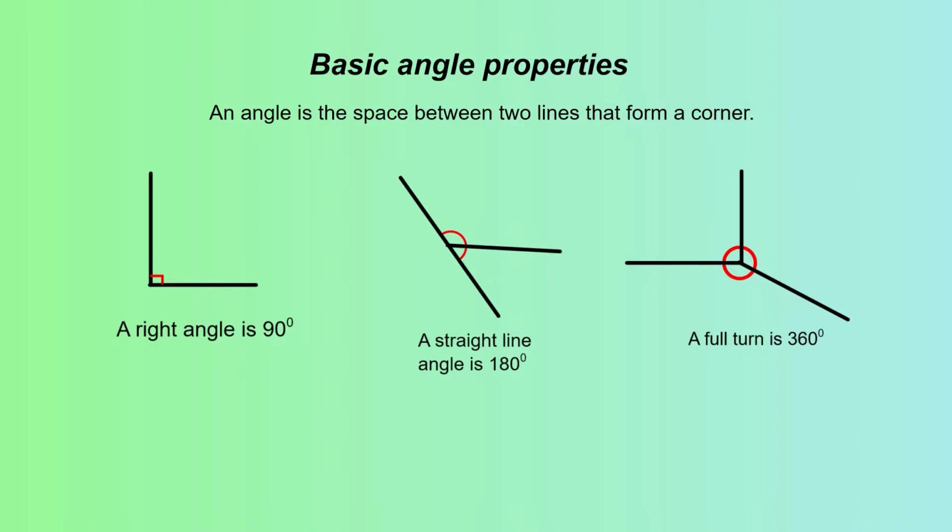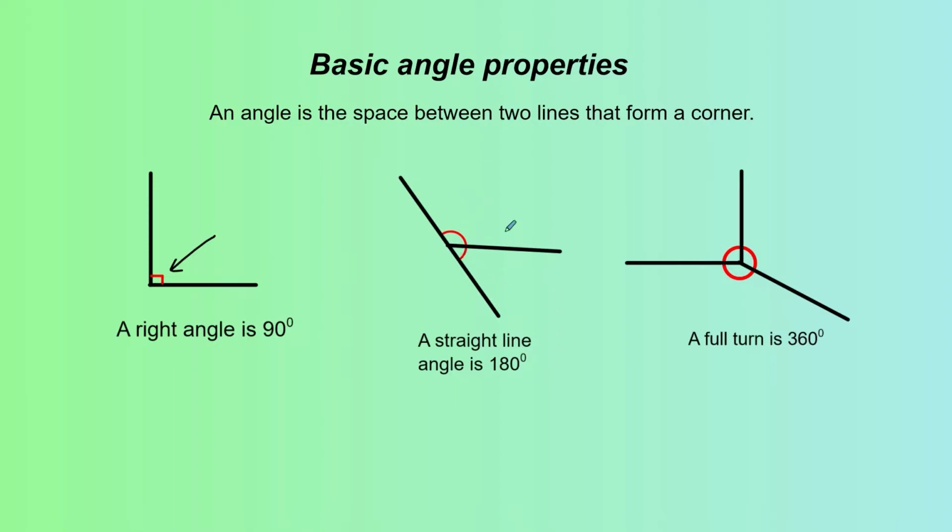The first one is a right angle, and a right angle is always denoted by a little square in the corner and measures 90 degrees on a protractor, which is what you would use to measure the size of an angle. A straight line angle, you can see here we've got a straight line, and I've emphasized the angle with the red semicircle here. And it's that combination, so the size from here all the way around here would be 180 degrees.